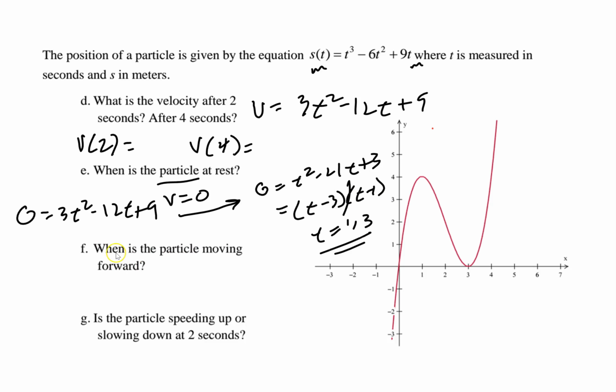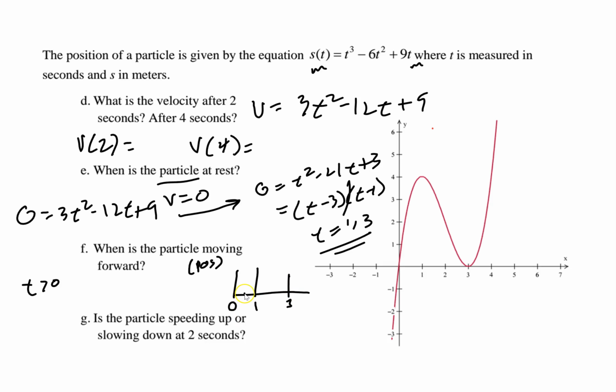When's the particle moving forward? So it wants to know when the velocity is positive. So to do this, again, moving, that's the first derivative. We're going to do a sign chart. Look, we just found our zeros, 1 and 3. Now don't forget, it's an application, it's kinematics, so we always start at 0. Time is always positive in kinematics, or at least non-negative, I should say. So 1 and 3.